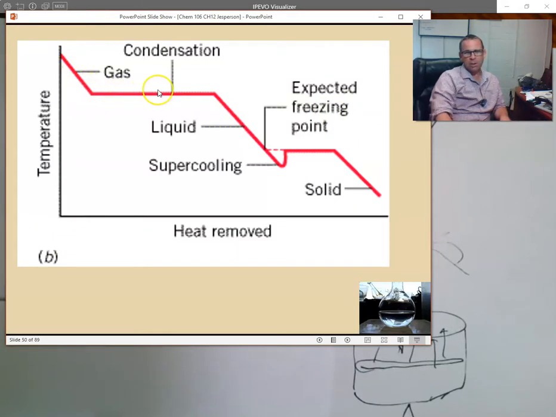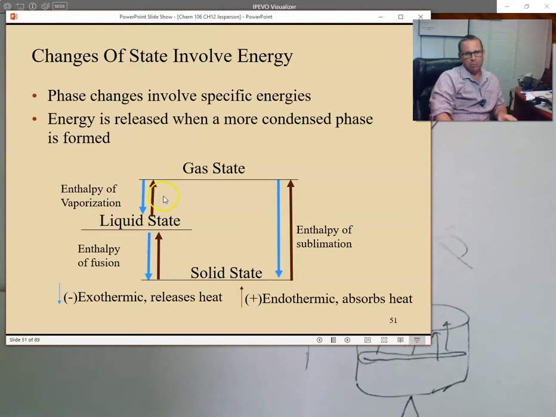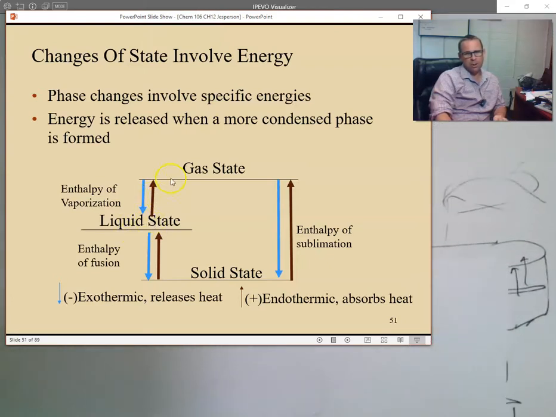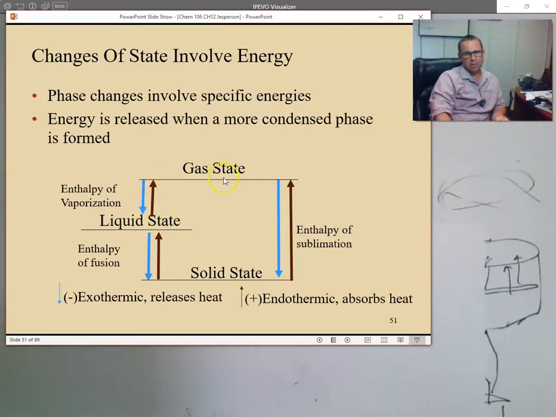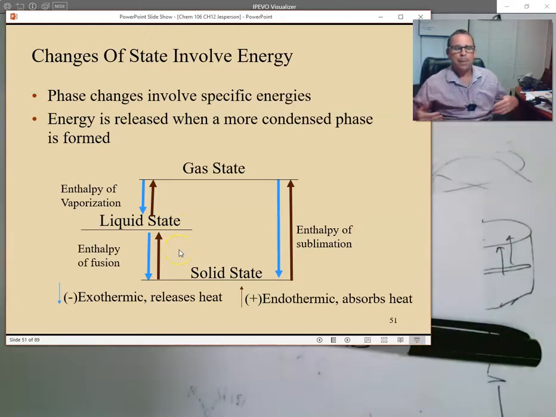Transitions going the opposite direction, where we remove heat, will follow the same trend. Now again, as we go from, for example, liquid to gas here, that process requires energy. To go from a liquid to gas, it removes energy from the surroundings. It requires energy. Same thing going from solid to liquid, it requires energy.